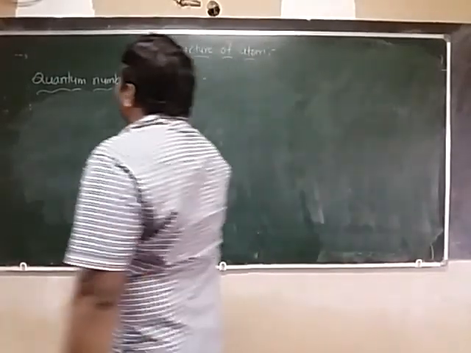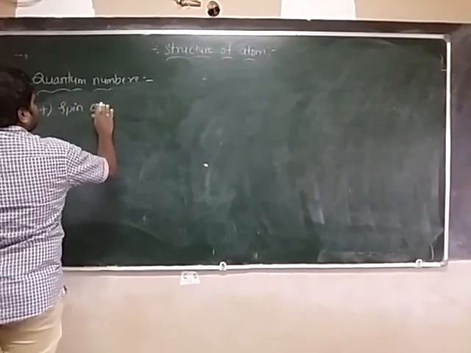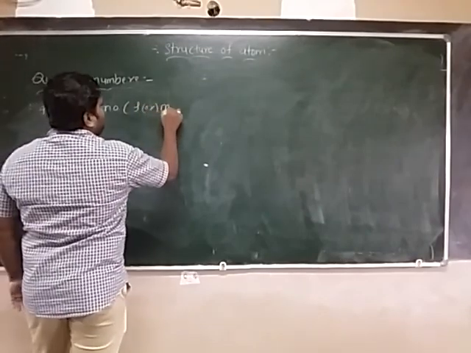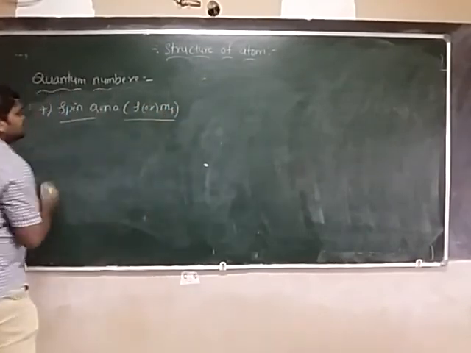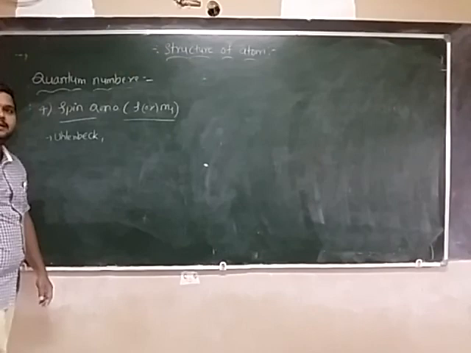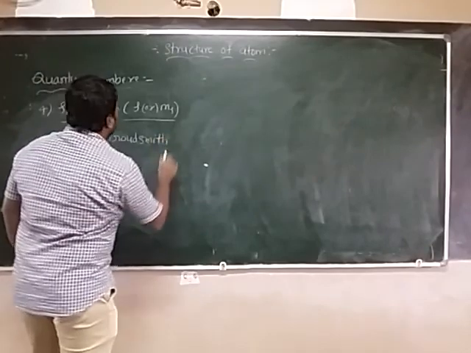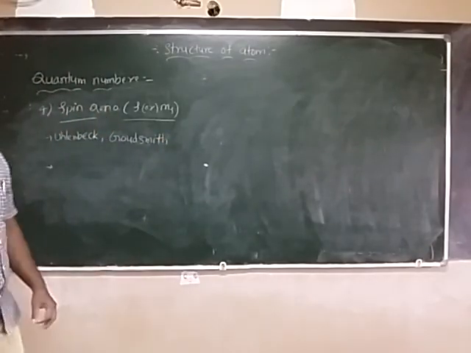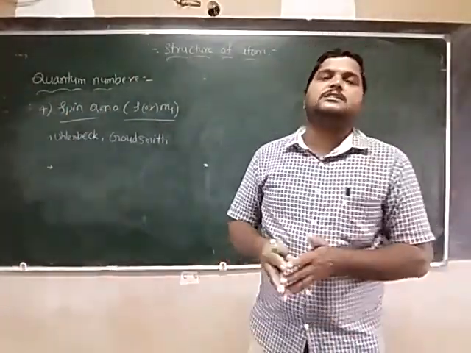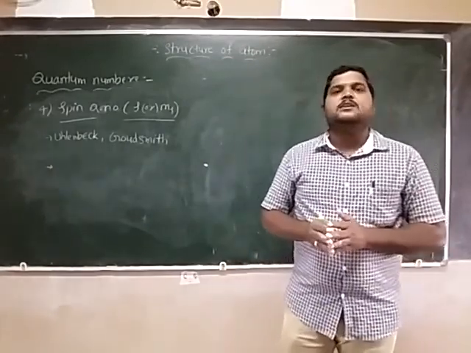Next, the fourth one, the spin quantum number, indicated with small s or ms. This was given by the scientists Uhlenbeck and Goudsmit. They tried to explain the splitting of the spectral lines, how that splitting occurs if you observe with high resolution spectroscopy. So for that they gave a few important things regarding the spin of the electron.